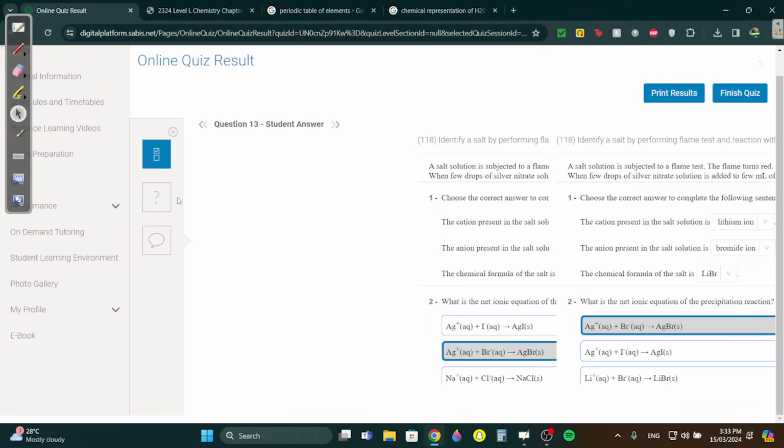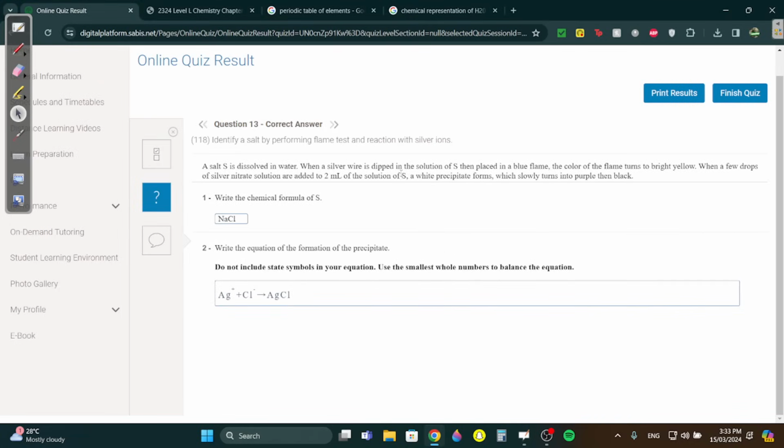Question 13. A salt S is dissolved in water. When a silver wire is dipped, and then they put it on a flame, the color of the flame became yellow. What does that mean? Yellow flame, Na. When a few drops of silver nitrate are added, a white precipitate forms. Which one's white? Cl. Okay, which slowly turns purple, then black. This doesn't matter. Here they're just trying to trick you. We only care about the precipitate after being subjected to AgNO3. What is the chemical formula of S? Since it's a yellow flame and the white precipitate, it's Na and Cl, so NaCl.